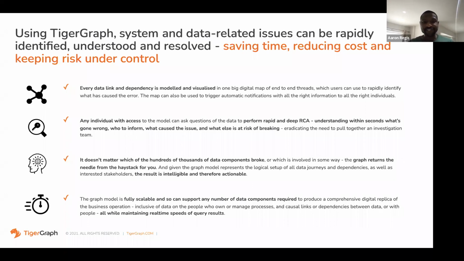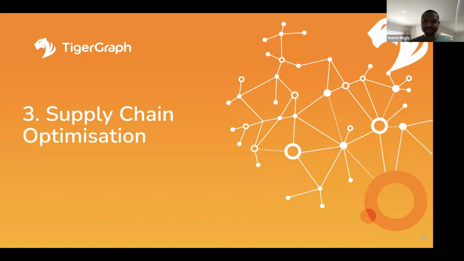And then as I mentioned, whether you have hundreds of thousands or millions of different components, you can model that very quickly in Graph and keep your data ops digital twin up to date in real time, because a digital twin is only as good as it being a reflection of what's happening in real time. And that's what you can do with TigerGraph.